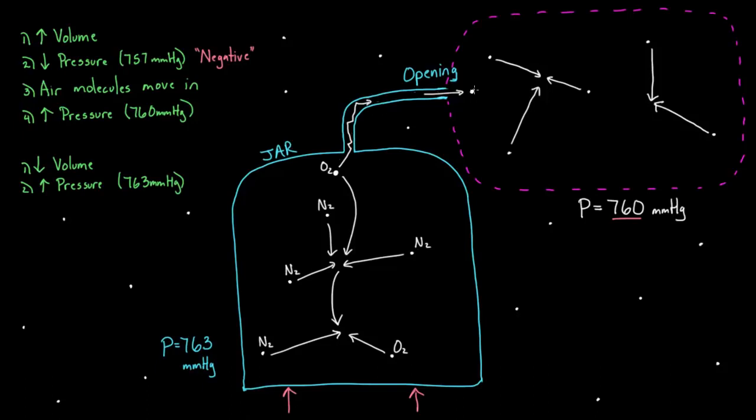And again, when I say more collisions, in your mind I want you to think of higher pressure. So if there's higher pressure on the inside, or more collisions happening on the inside, you're going to have more things bouncing off each other and molecules are going to be sent outside. So the next step I could write in would be air molecules move out.